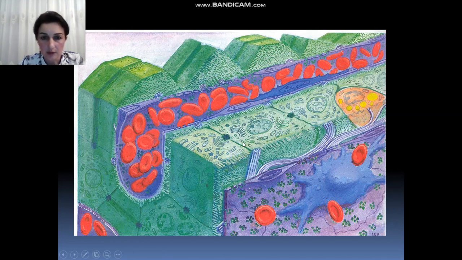Pay attention, that is lateral surface. These are lateral surfaces. Then a sinusoidal face here, which faces sinusoid, and biliar face, which faces the bile ductal. Pay attention, or bile canaliculi. Bile canaliculi located between the lateral surfaces of the hepatocytes, and here the cell hepatocyte will release its bile.